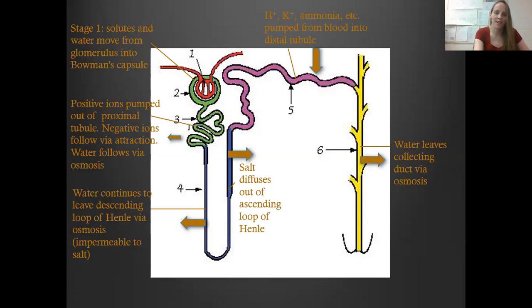osmosis, but salts cannot. Then as we go up the ascending loop of Henle right here, salt is going to diffuse out. Then we get into the distal tubule where things like ammonia and hydrogen are pumped back in. And then we get into the collecting duct where water continues to leave and urine becomes more concentrated.